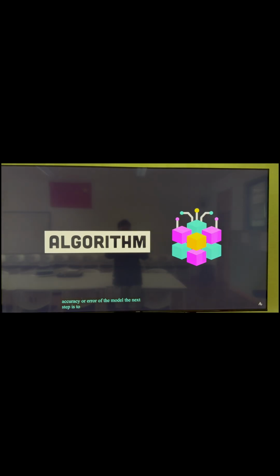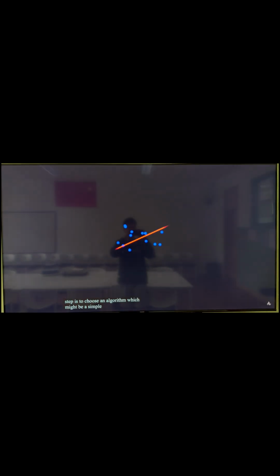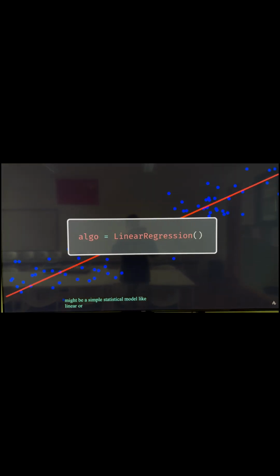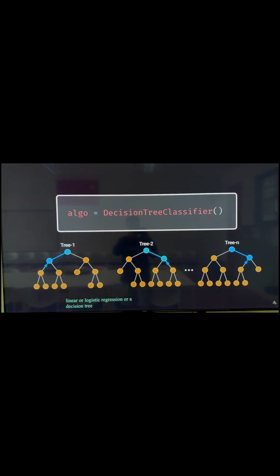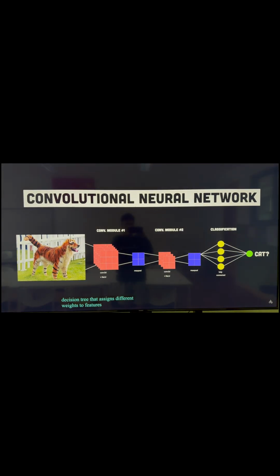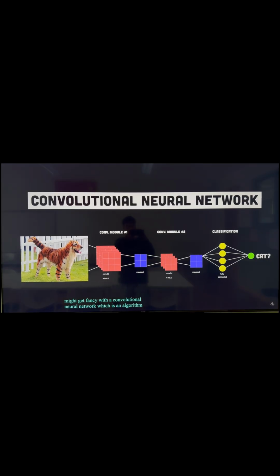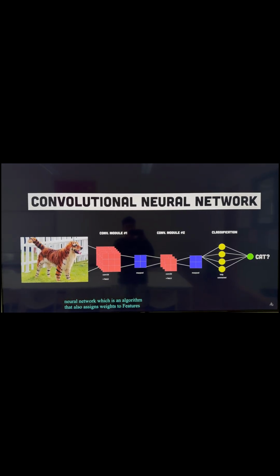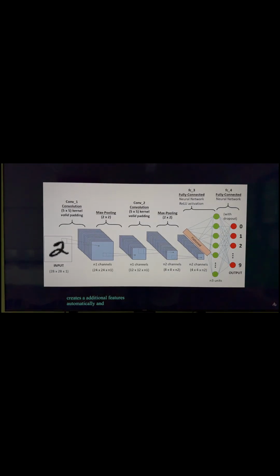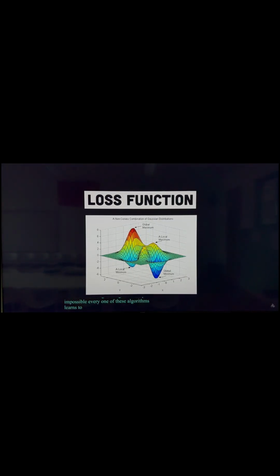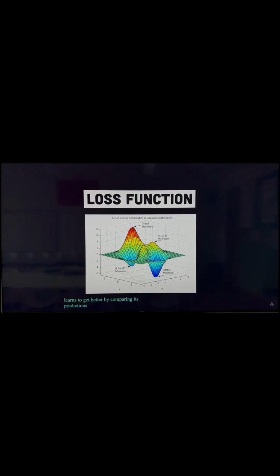The next step is to choose an algorithm, which might be a simple statistical model like linear or logistic regression, or a decision tree that assigns different weights to features in the data. Or you might get fancy with a convolutional neural network, which is an algorithm that also assigns weights to features, but also takes the input data and creates additional features automatically. And that's extremely useful for data sets that contain things like images or natural language, where manual feature engineering is virtually impossible. Every one of these algorithms learns to get better by comparing its predictions to an error function.